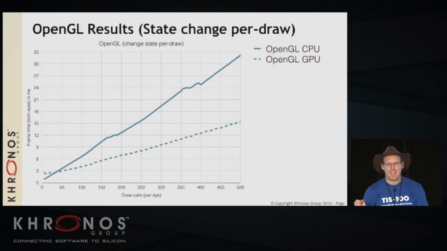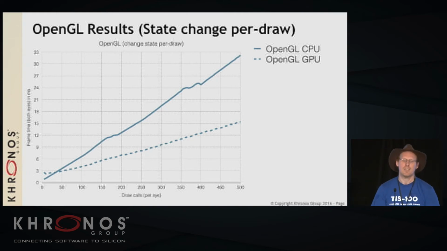OpenGL. For this first test again, I'm just setting render state and drawing for every draw call. So new textures, new meshes, new shaders, new everything between each other. There's no sharing between draw calls here. So this let me measure the worst case draw call throughput in both APIs.